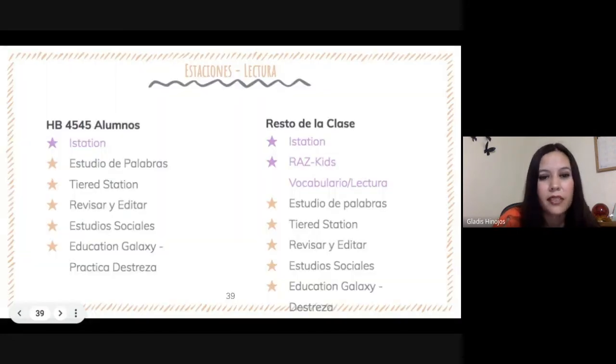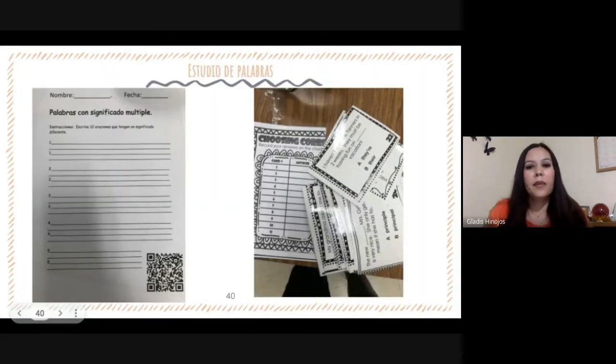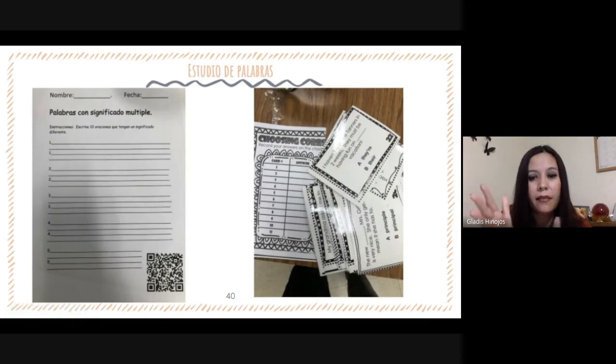These are my stations, same thing, my HB 4545, the rest of my class who gets to do more I-station, but now we added RASKits for those students. So here it is, here's an example. This is my word study. As you can see, I have 2 different groups. I have my English with them working on something else, then I have my Spanish, and same thing.